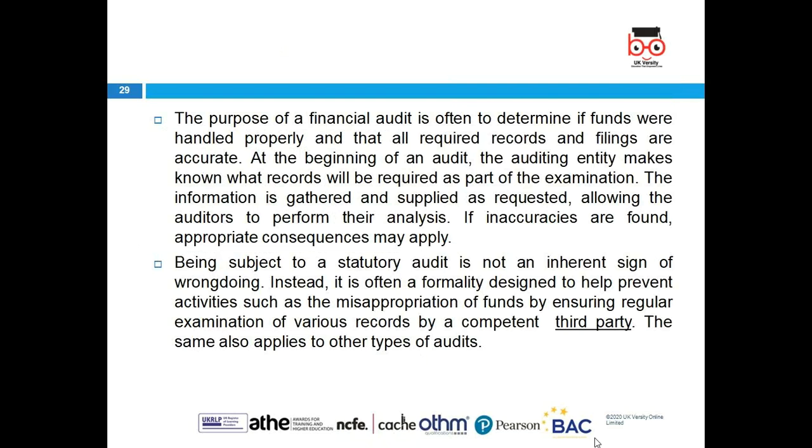The purpose of a financial audit is to determine that funds are handled properly and that records and filings are accurate. The auditing entity makes known the records that will be required as part of the examination. Information is gathered and supplied as requested, allowing the auditor to perform their analysis. If inaccuracies are found, there may be consequences. Being subject to an audit is not inherently a sign of wrongdoing, but it can be fined, and we can verify from third parties as well. Any questions?